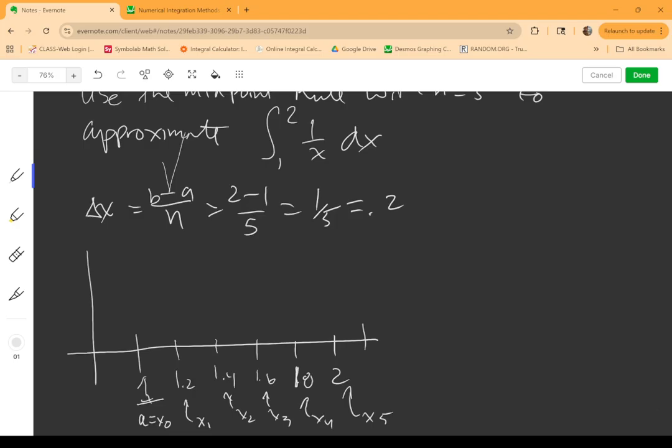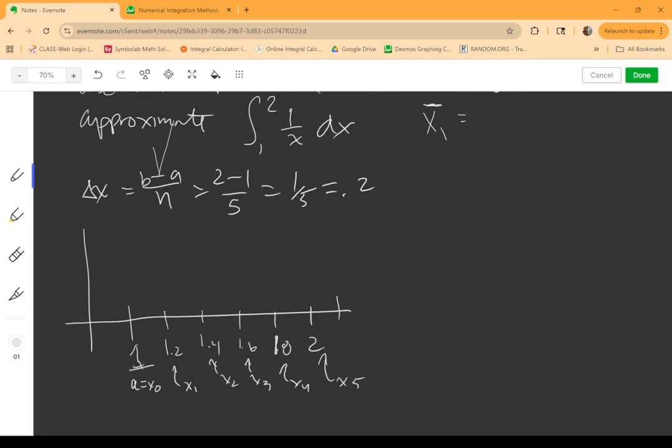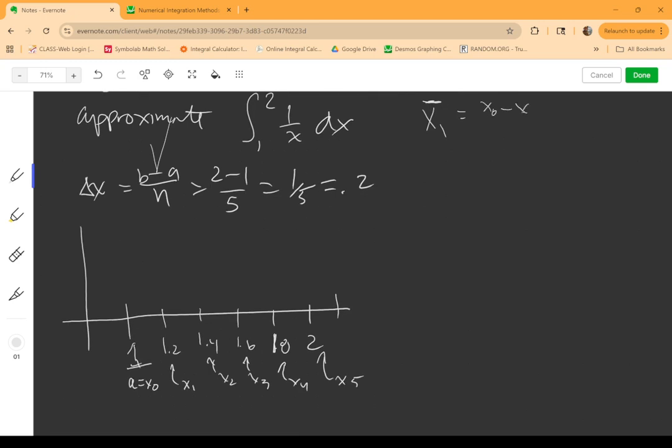Now calculating the midpoints of each one of these. Our x1 bar, using the formula up here, would be x0 plus x1 all over 2. Finding the midpoint, you're essentially averaging both values. So this becomes x0 is 1, plus 1.2, over 2, and that leaves us at 1.1.